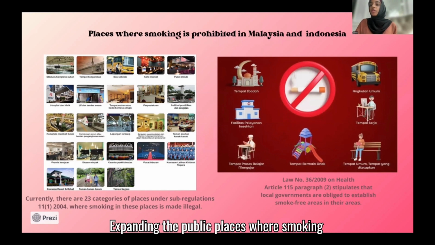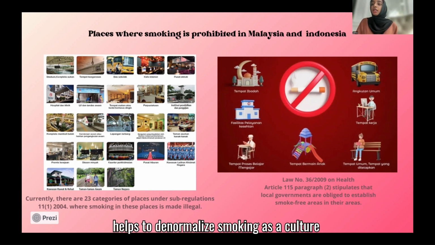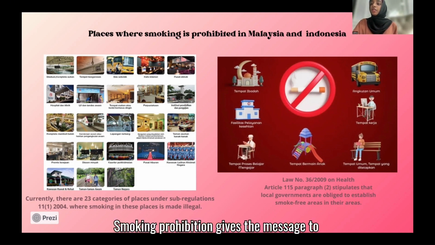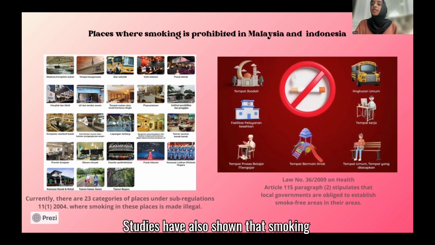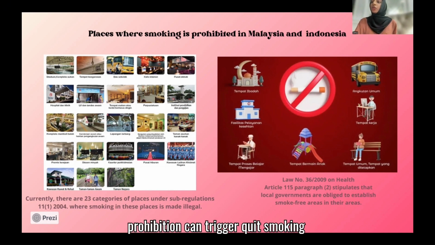Expanding the public places where smoking is prohibited not only protects the public from cigarette smoke, it also helps to denormalize smoking as a culture in our society. Smoking prohibition gives the message to children that smoking is not acceptable and should not be tolerated. Studies have also shown that smoking prohibition is beneficial for smokers too. In addition to reducing cigarette consumption, smoking prohibition can trigger a quit smoking decision within them. Smoking bans in public places have the potential to increase awareness of the health hazards of smoking and enhance the intention to quit among smokers. For example, praying areas, restaurants, hospitals, school buses, airports, and many more.